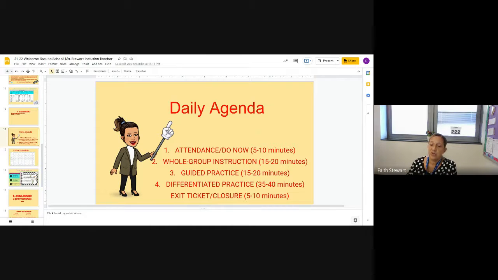Then we have whole group instruction. That's 15 to 20 minutes. That's where the whole classroom is learning something. Then the teacher gives guided practice for 15 to 20 minutes, and differentiated practice for 35 to 40 minutes. At the end, we want to exit with some type of closure, knowing that the whole class has learned what was taught. That would be like a 5-minute discussion.